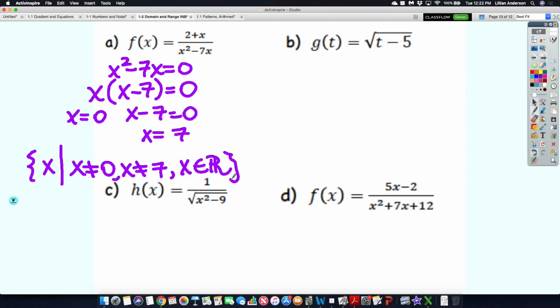By writing this, we're basically saying that we're including all real numbers except 0 and 7, because that's what's part of the domain. Everything else but 0 and 7, the two values that we found when we set the denominator equal to 0. Everybody catch that?